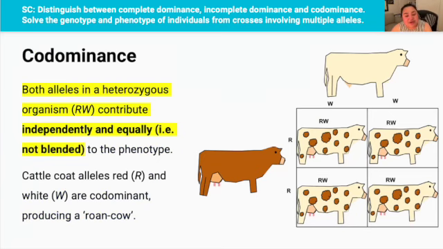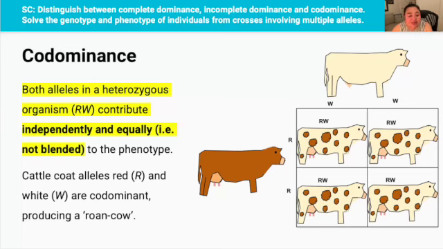Now let's look at the third and final pattern of inheritance for this video, codominance. The prefix co means together, like cooperate means to work together, and coexist means to exist together. In this inheritance pattern, both alleles are expressed together, equally, and independently in the phenotype. Instead of blending, like what we see in incomplete dominance, the heterozygote shows both traits in the phenotype.